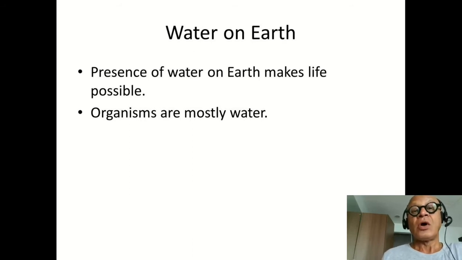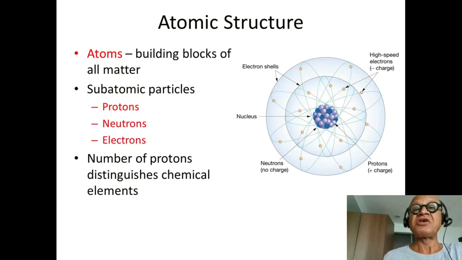So organisms, as we know, including our own body, are mostly water. Our body is almost 65% water, and our blood is almost 83% water. So water is obviously very critical.